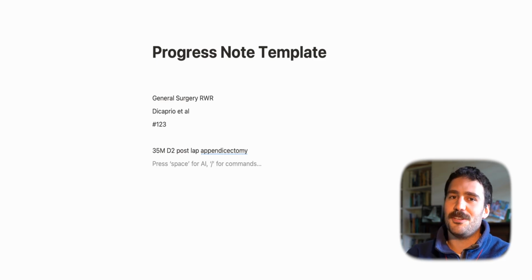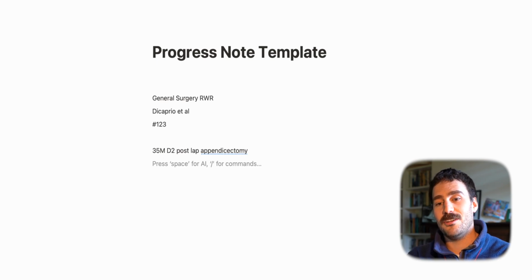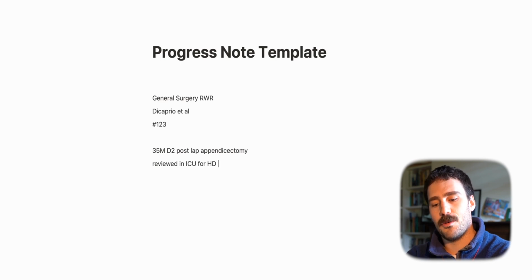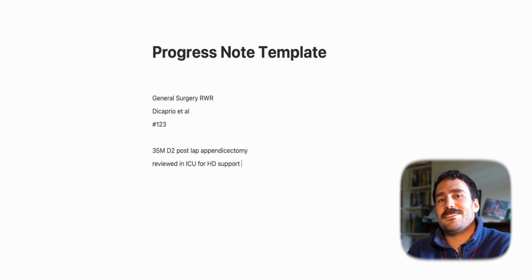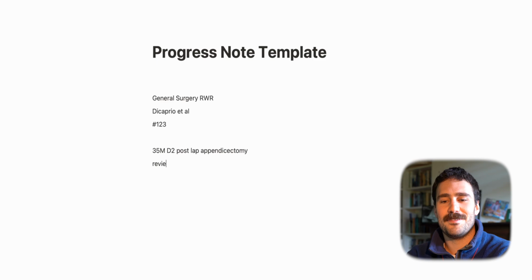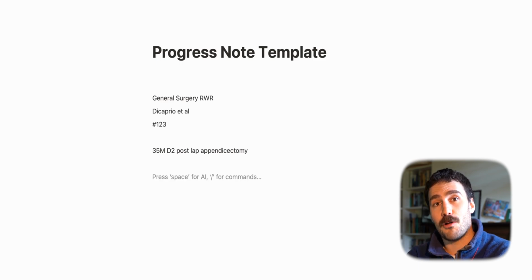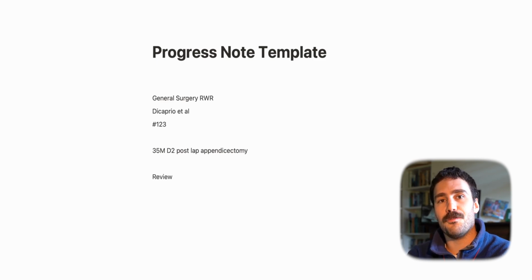One thing that you could mention if it is relevant, maybe he got really, really sick during his operation and needed to go through ICU. So you can put down, you know, reviewed in ICU for hemodynamic support or something like that. But if he's not in ICU, then you don't need to say that. So just backspace it. The next part of the progress note is you go through the review.